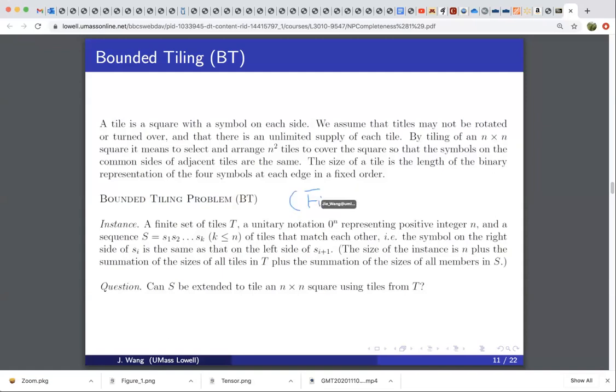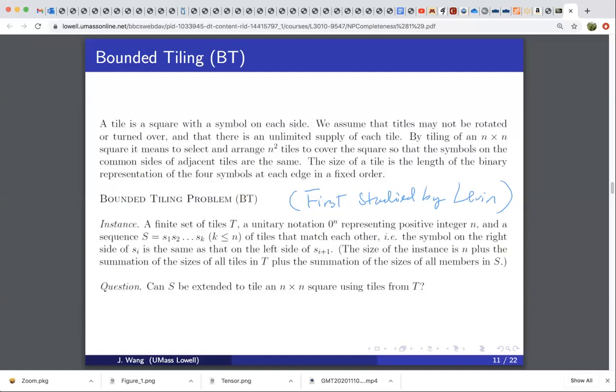First studied by Levin. So we first define what this problem is.